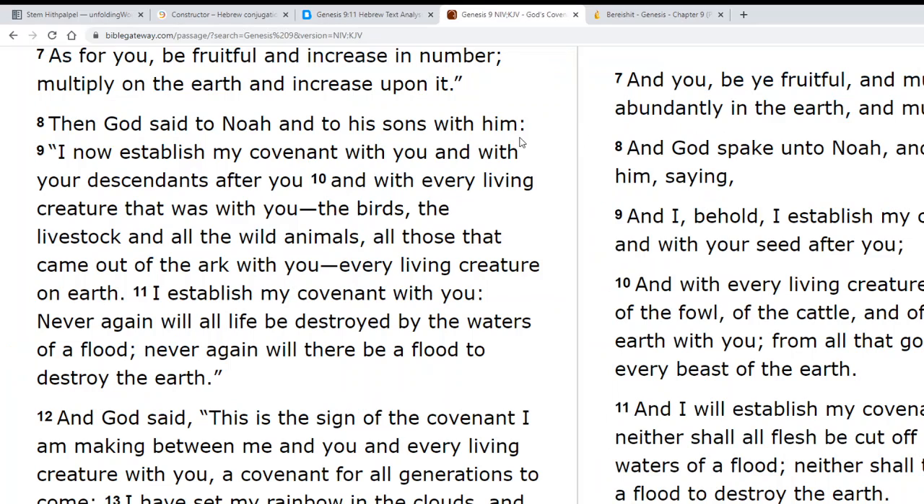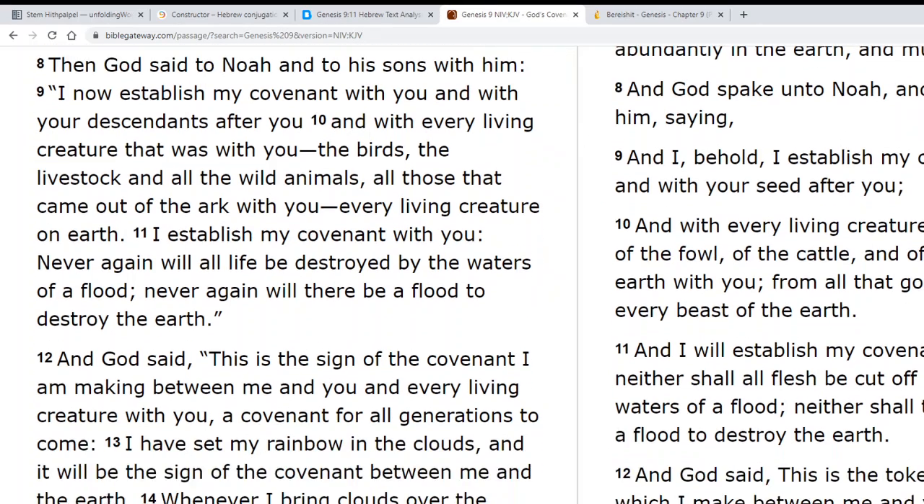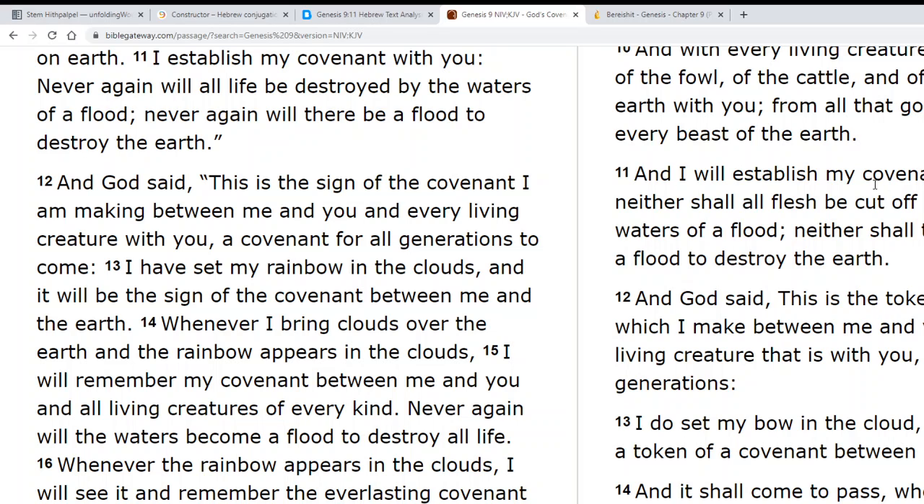Let's see how King James does verse 11. And I will establish my covenant with you, neither shall all flesh be cut off any more by the waters of a flood, neither shall there any more be a flood to destroy the earth. Okay. NIV: I establish my covenant with you, never again will all life be destroyed by the waters of a flood. Never again will there be a flood to destroy the earth. Yep. Okay.